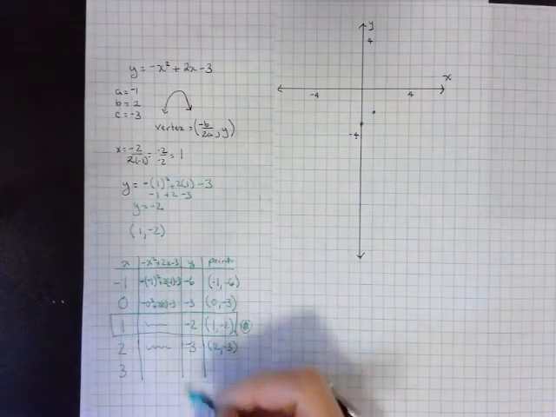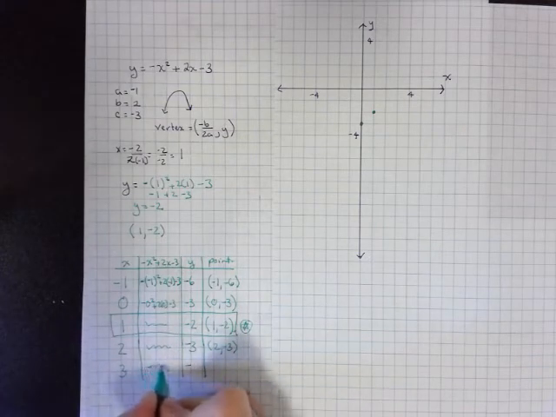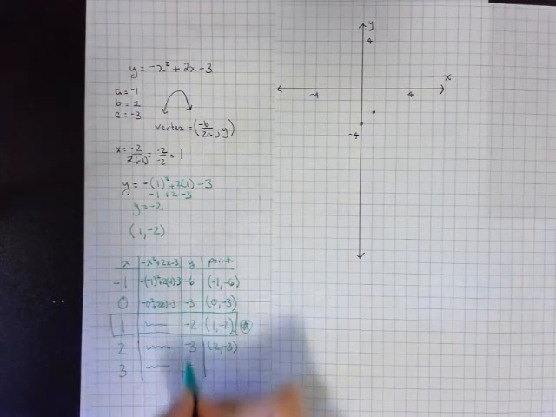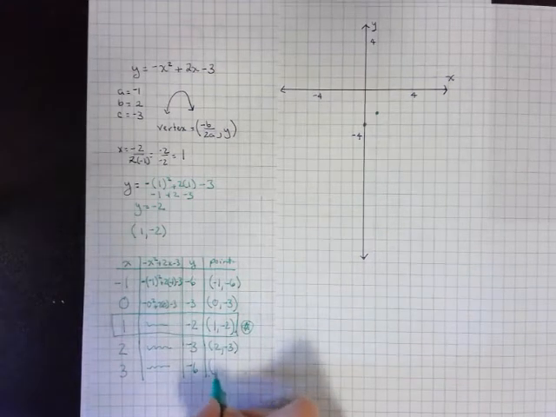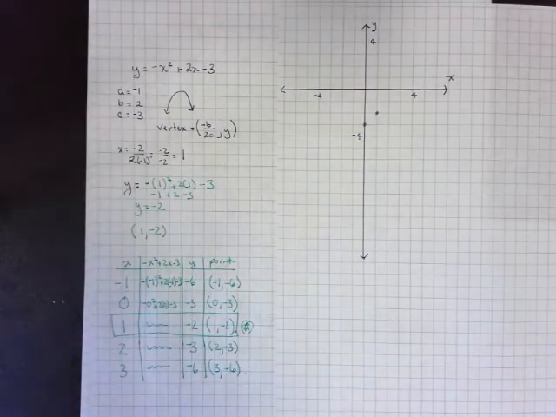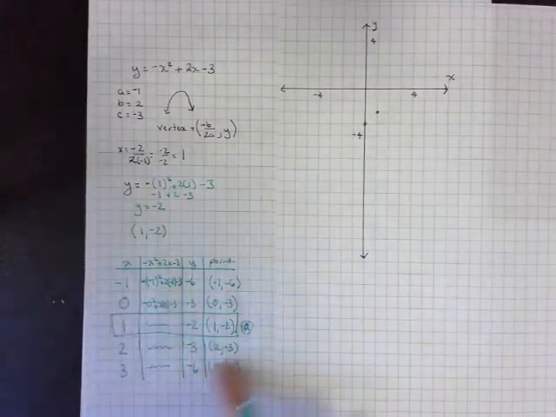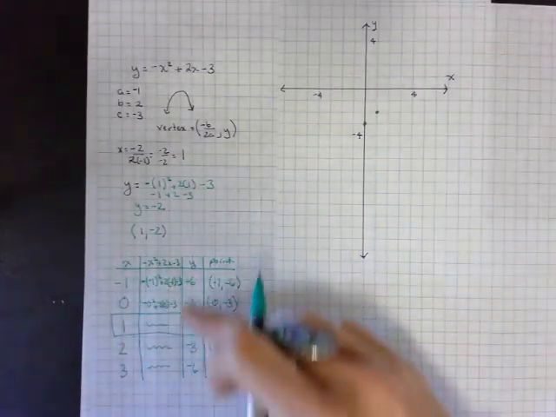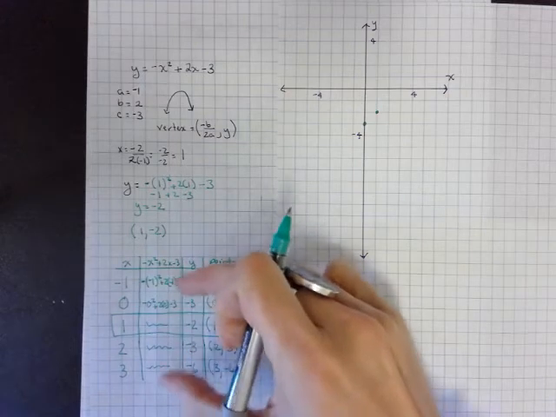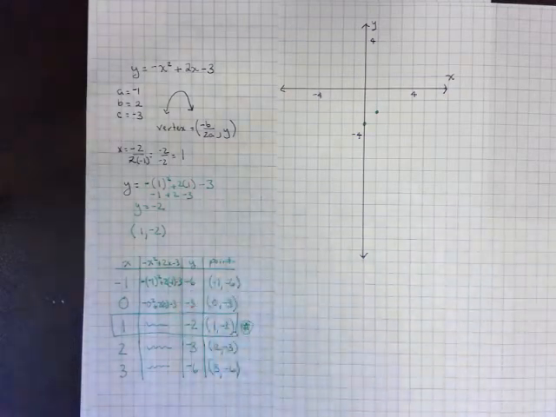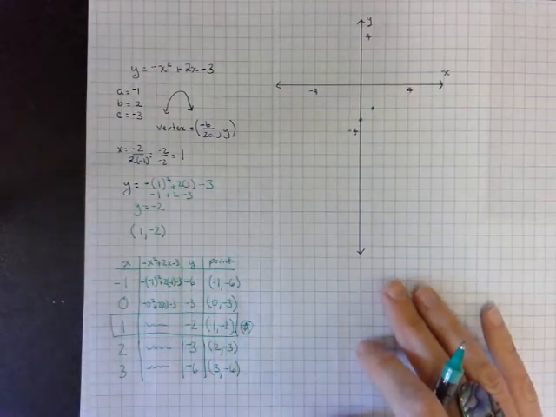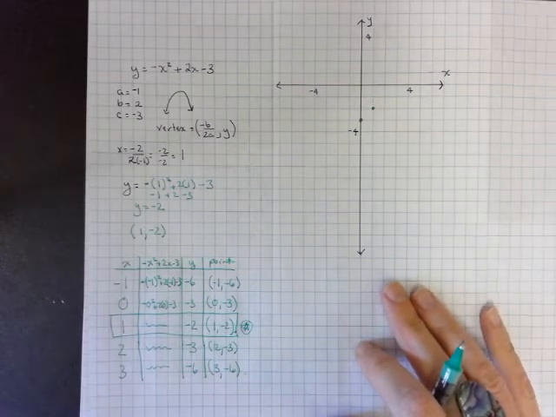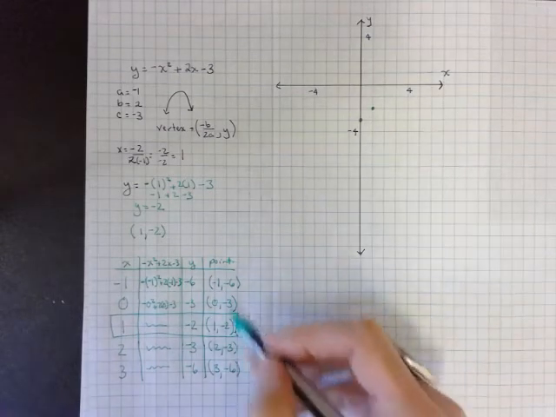And again, I have my symmetry, so I don't have to do any math here. I can just simply put my -6, and I have my points. You may want to go back and revisit what I just did here, okay? And I want you to really pay attention to the symmetry around the vertex. Just like with our absolute value, we had the symmetry around the vertex. So let's go through and graph these points.